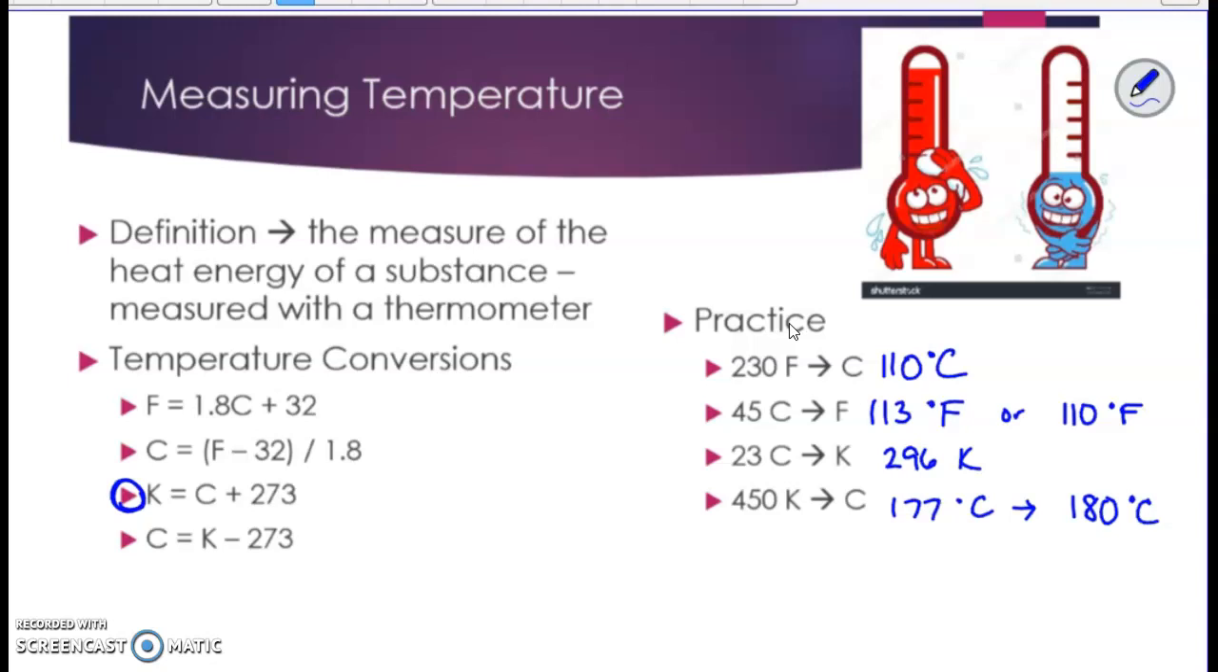Hopefully these were not too bad. In general, most of these equations are provided. The only one you really need to memorize is the one that I have circled. Okay, let's move on.